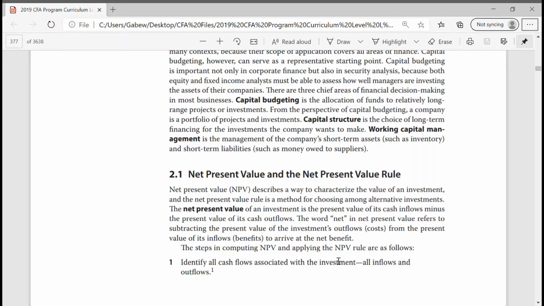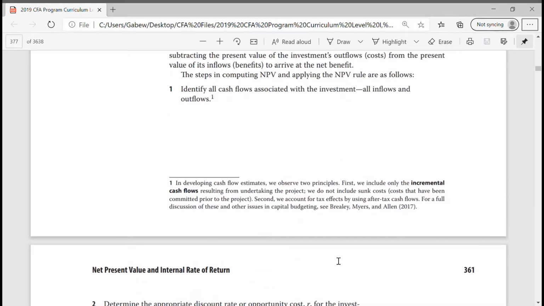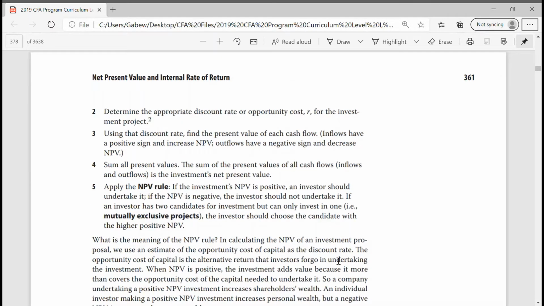The steps in computing NPV and applying the NPV rule are as follows. 1. Identify all cash flows associated with the investment, all inflows and outflows. 2. Determine the appropriate discount rate or opportunity cost, r, for the investment project. 3. Using the discount rate, find the present value of each cash flow. Inflows have positive signs and increase NPV. Outflows have negative signs and decrease NPV.